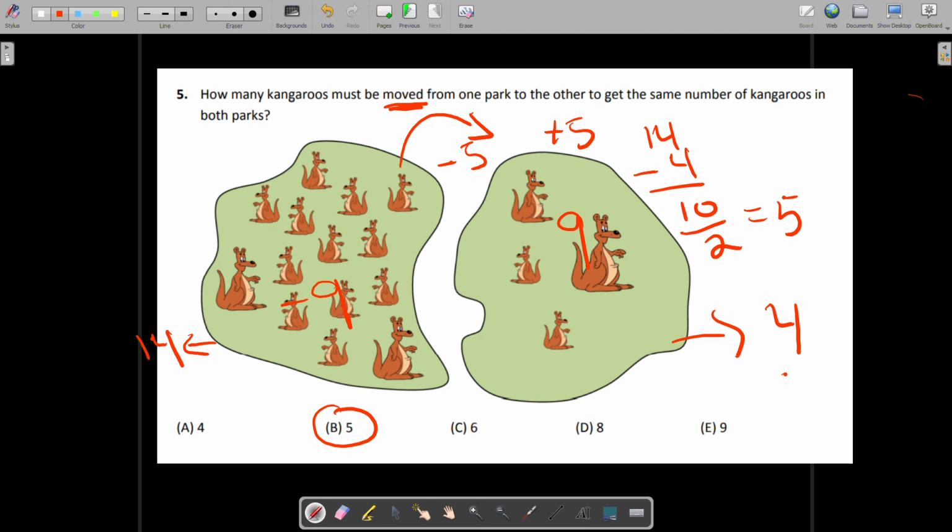Another simple way to do this would be to just take 1 kangaroo, subtract it, and just add 1 to this entire pile. We could just keep going like that until we have the same number of kangaroos in both parks. That way is a little time consuming, so I would not recommend it, but go with which way you feel comfortable. I feel comfortable going the speedy and fast way, but if you feel comfortable going that way, then go that way.